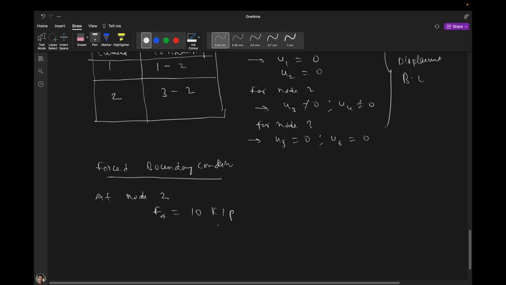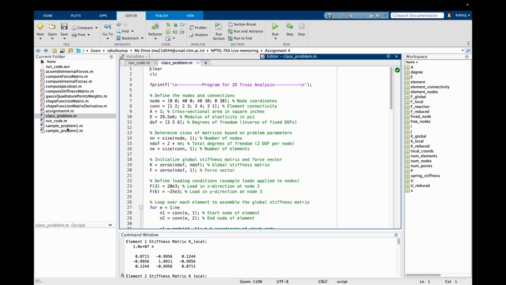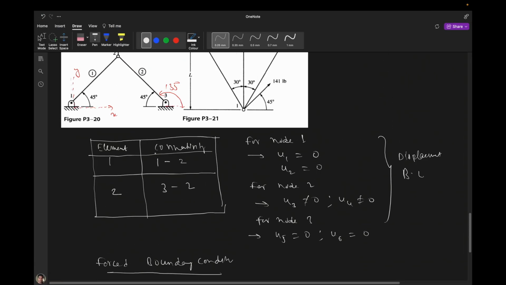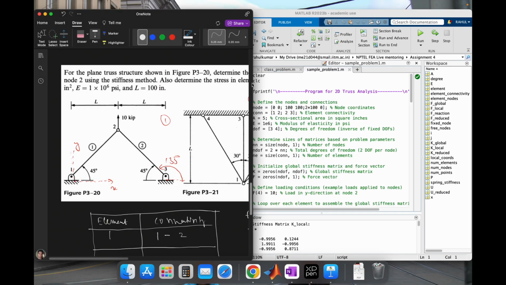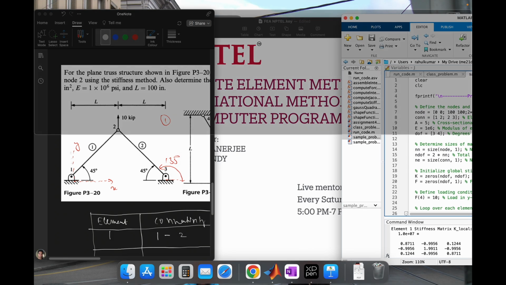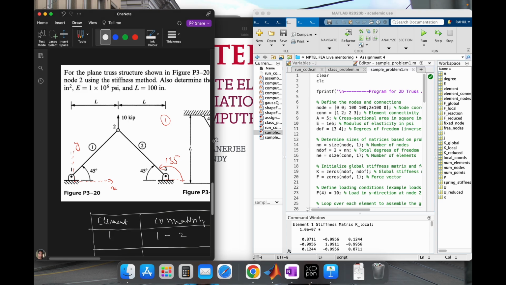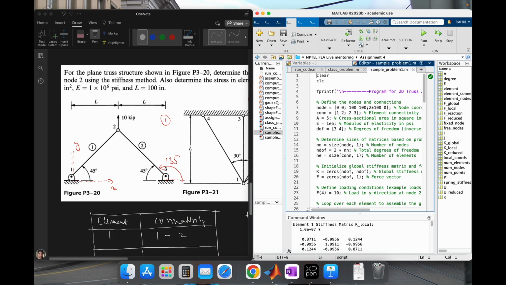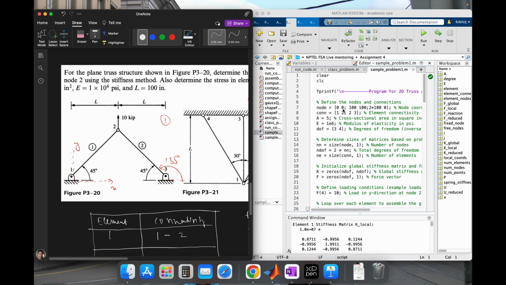Now we will go to the MATLAB code. Here I have created a MATLAB code. If we talk about this problem, here node is nothing but the coordinates. This is node number 1, this is node number 2, and this is node number 3. So I have to modify this code. At node number 1 we have to note its coordinate. Node number 1 is at the origin, so I have to write 0 0. Now at node number 2, I have to write the coordinate of point 2.